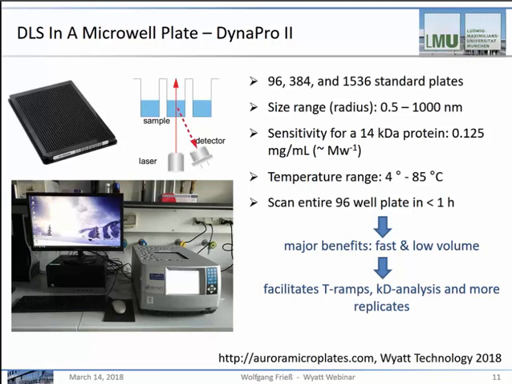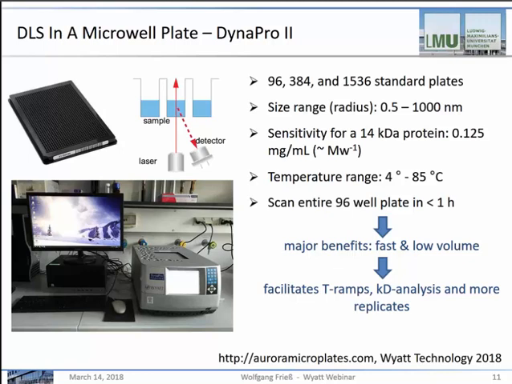So with our microplate reader, we can analyze 96, 384 or 1536 standard well plates. It covers a similar size range as a standard DLS. The sensitivity for a 14 kilodalton protein is about 0.125 mg per mL. Sensitivity is related to the molecular weight, so for an antibody, the sensitivity is actually much higher.